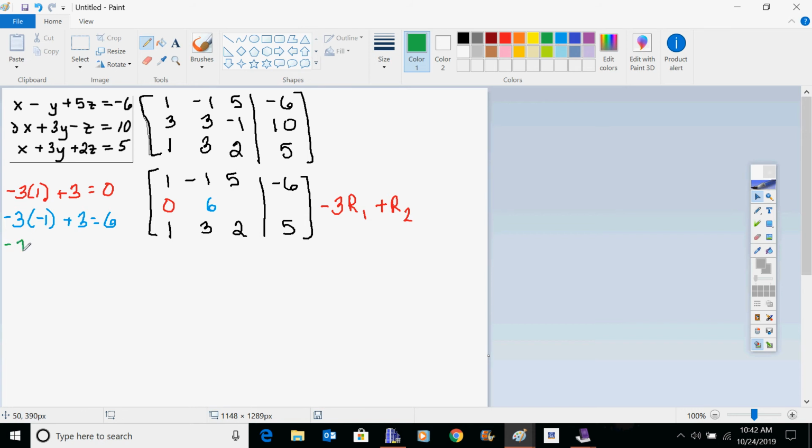We couldn't have a ton of these on. So negative 3 times 5 is negative 15, plus negative 1 is negative 16. Negative 3 times row 1 plus row 2. Here's negative 3 times row 1. So negative 15 plus negative 1 is negative 16.